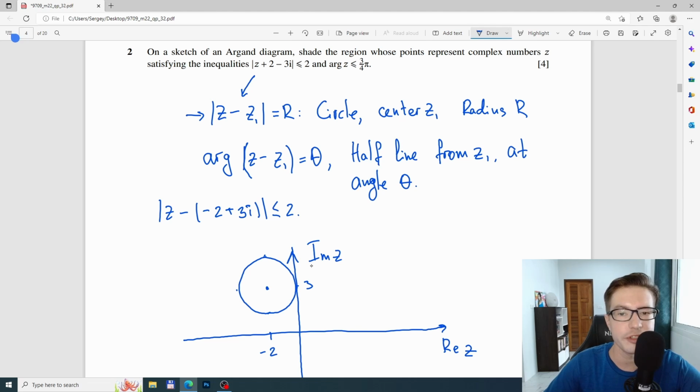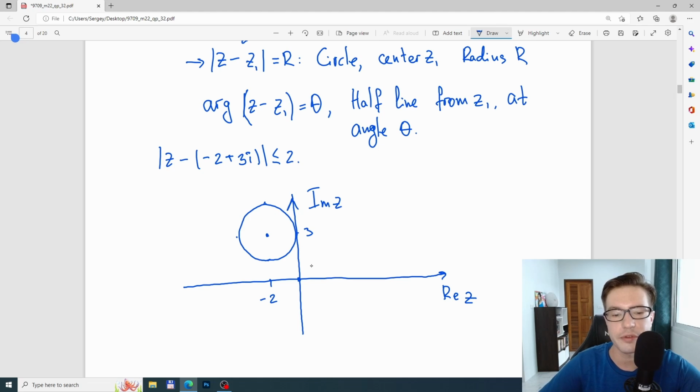Okay, and let's have a look at the second one. So argument z is less or equal than 3 pi over 4. That means it's a half line that starts from the origin. And 3 pi over 4 is going to be 135 degrees. So that means the line goes this way.